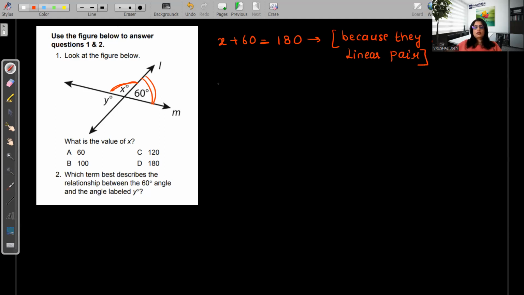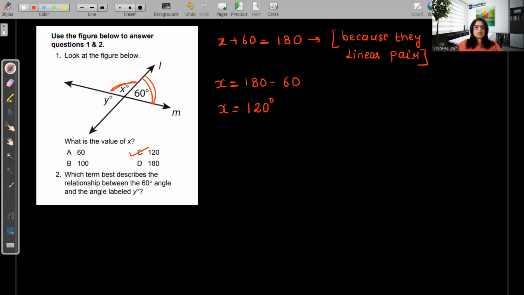Now, that means X will be how much? It will be 180 minus 60. So X will give you 120 degrees. That is the value of X. So the answer is C, correct?